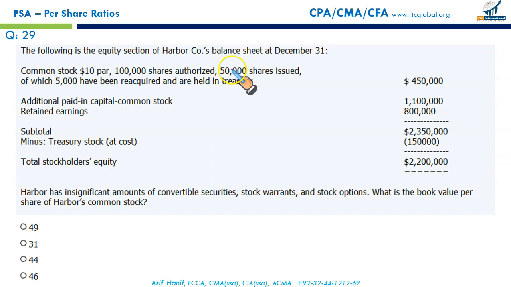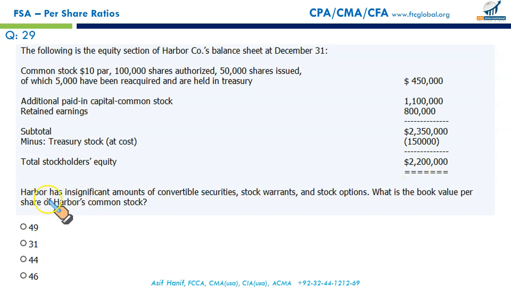Remember, outstanding shares are equal to the shares issued minus shares in treasury, because those shares that are held in treasury, they are not entitled to receive any dividends. Hence, they are excluded from calculation of your basic earning per share. What else have we got? Additional paid in capital, retained earnings, and this is the subtotal. The treasury stock deducted at cost. The net equity is 2.2 million.